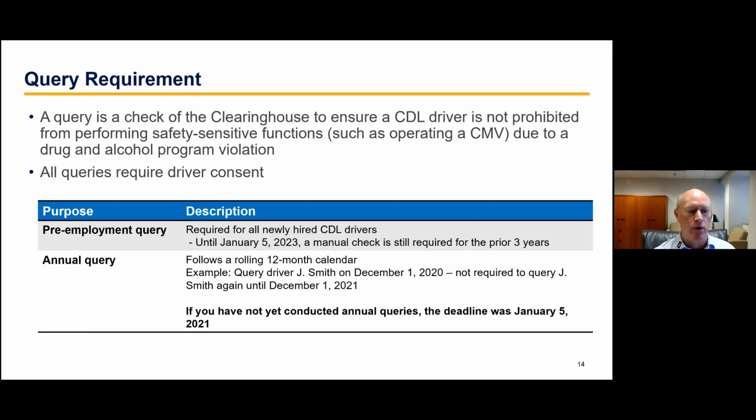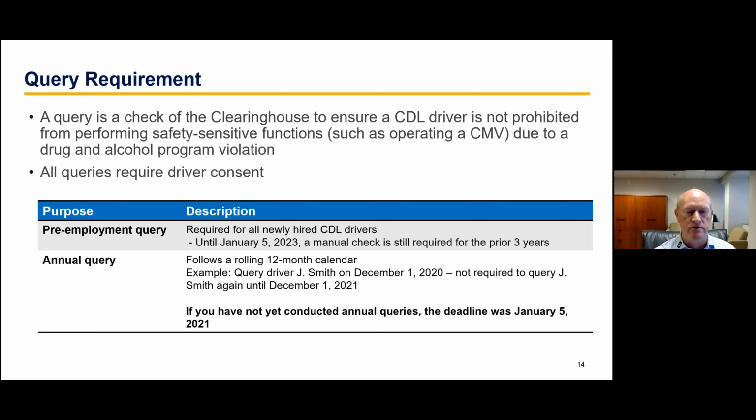Now, the other type of query is the annual query, and it's every 12 months. And it's up to you to decide when the 12 months is. You should have done your first annual query, again, by January 5th of this year. If you missed it, go in and do it now. Get them done on that, and then get yourself set up on that rolling 12-month calendar.